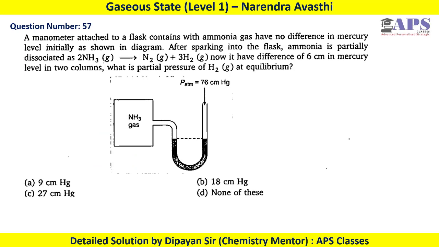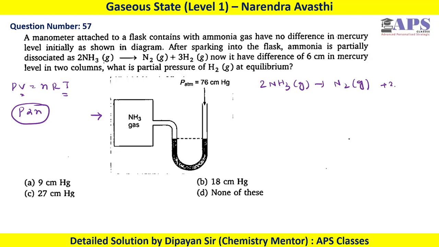Question number 57: a manometer attached to the flask contains ammonia gas, and after some sparking we can see that there will be some dissociation of the ammonia gas. Here we have constant volume and constant temperature, so PV = nRT. With constant volume and temperature, pressure is directly proportional to moles. Initially we have ammonia gas, and after dissociation it gives this and this.